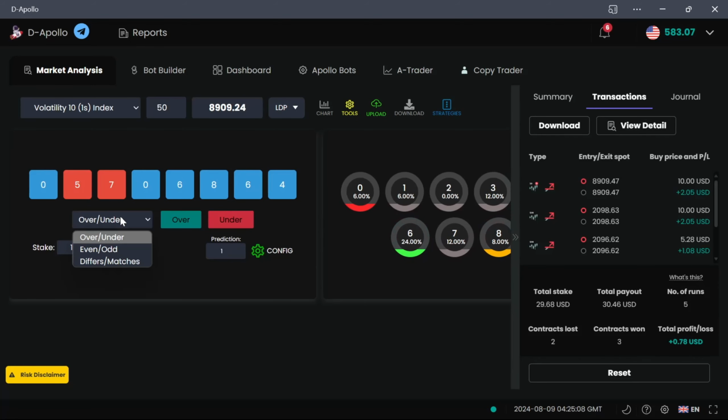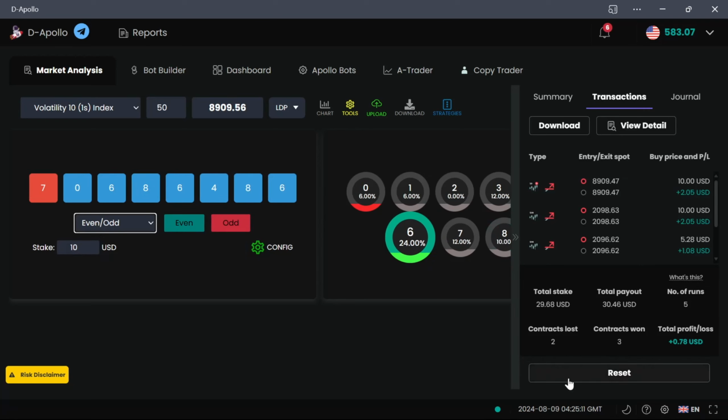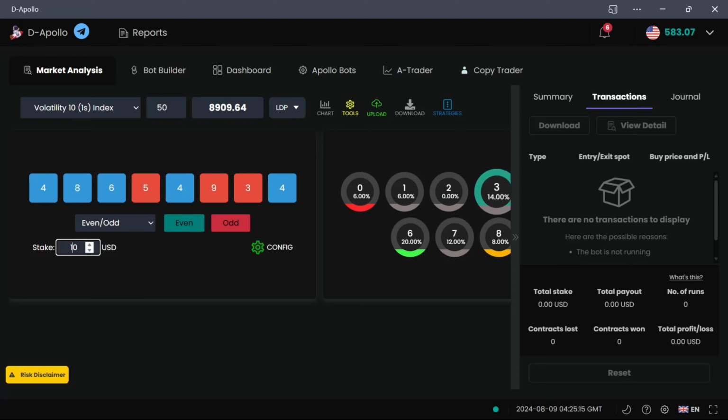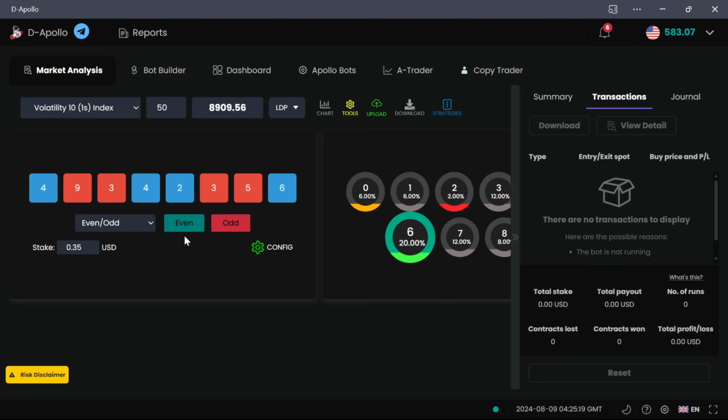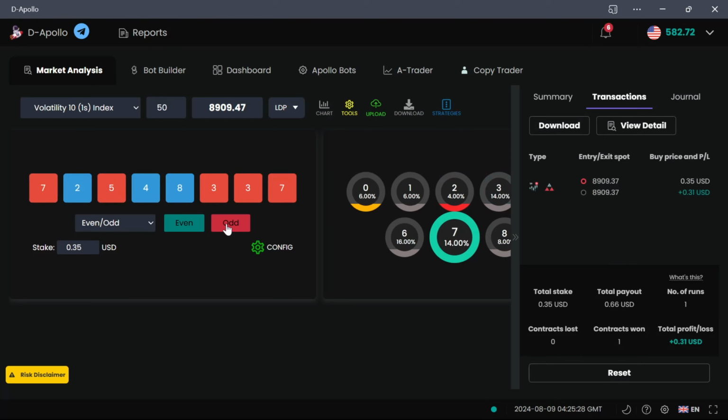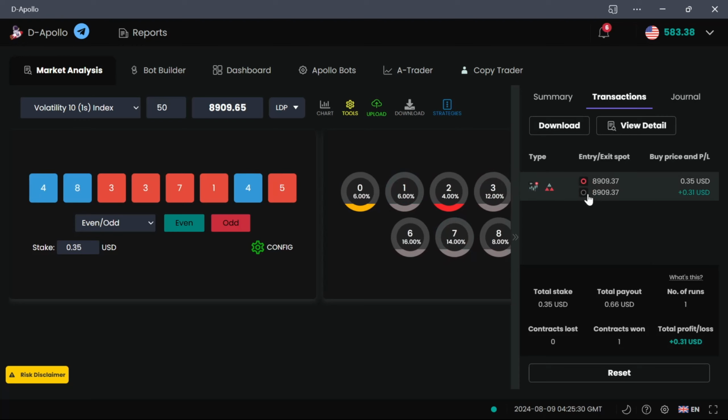If you want to trade even or odd, you just come here. Let me change my stake to the lowest, 0.35, because we are not using a strategy. Say I want to trade odd, so let me wait and see, and I press odd. Yeah, I've won, because the last number was 7.